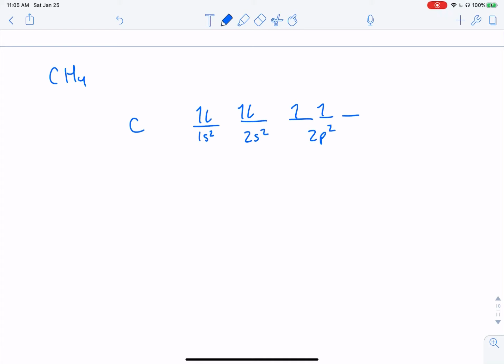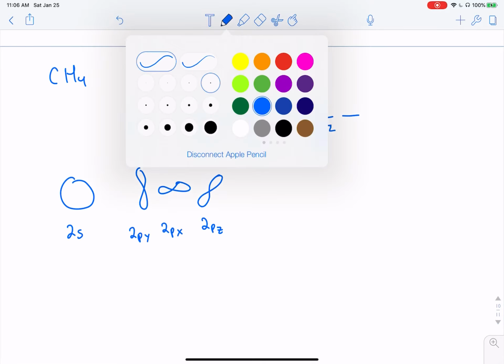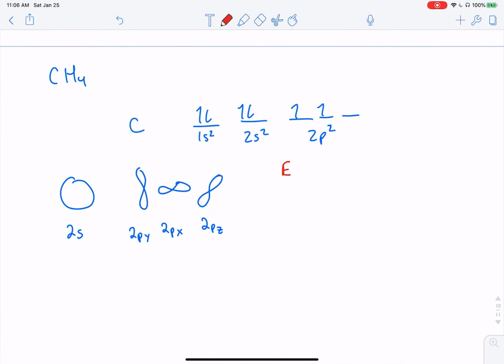And in the s and the p, you have one s orbital and a 2py orbital, a 2px orbital, and a 2pz orbital that are 90 degrees from each other, just like x, y, and z are in a mathematical graph. And these are the atomic orbitals that have electrons in them. Okay. Now, the issue is this.